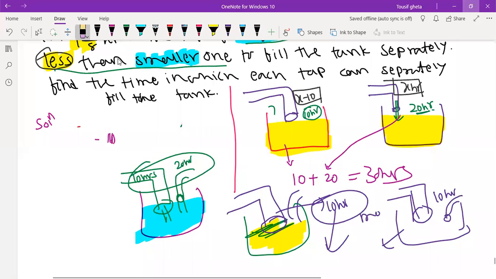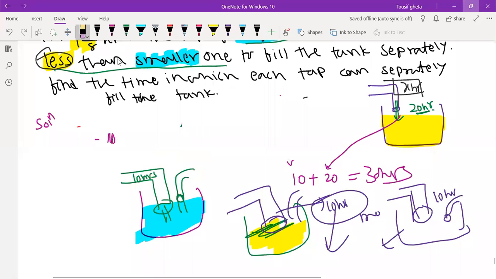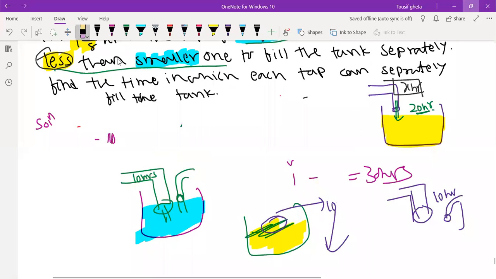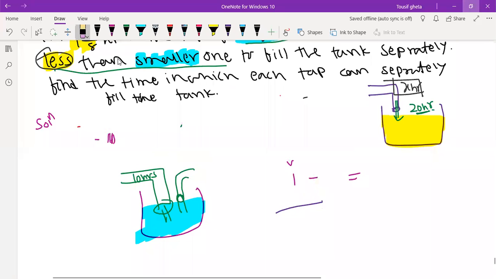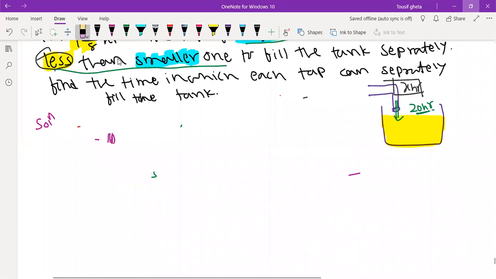Think a little, think. I'm erasing. What I want to say, think. If you think, then you will understand. Oh, the question also got erased now.